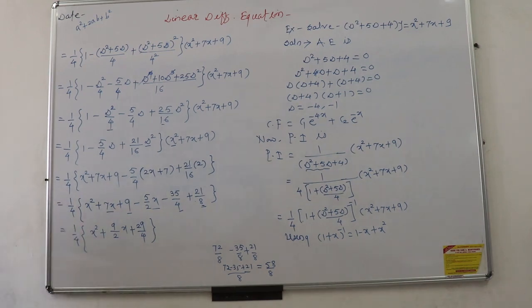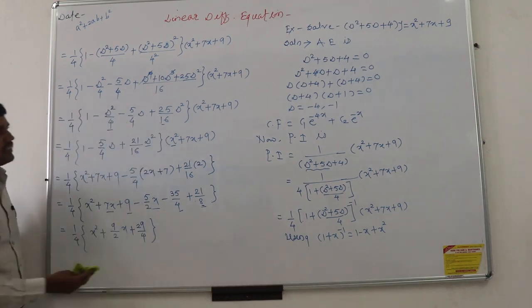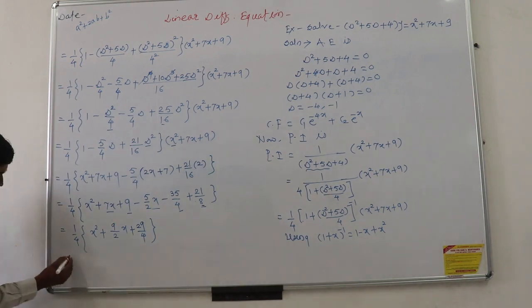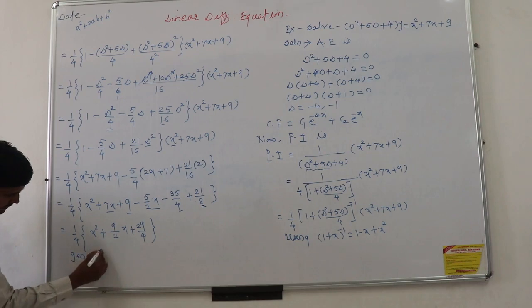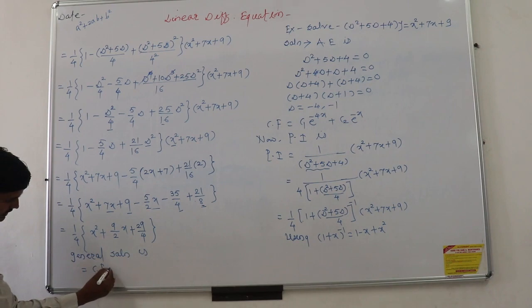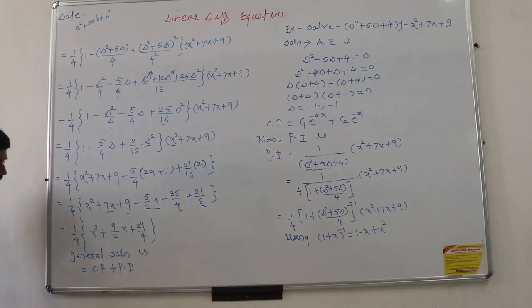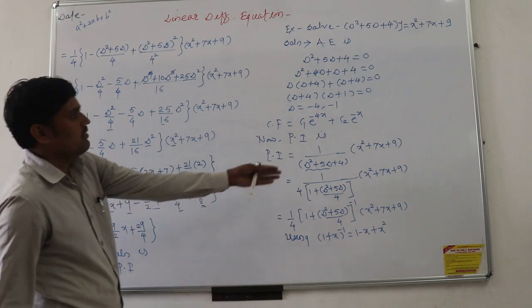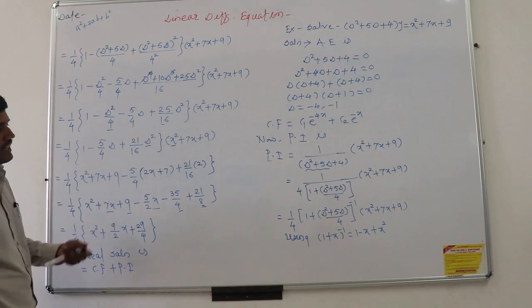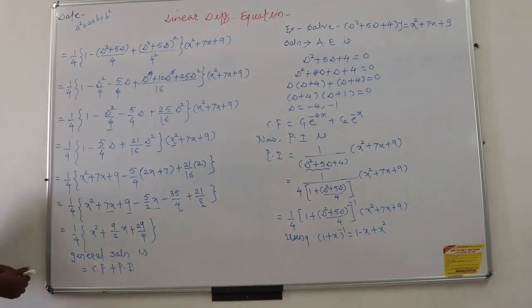So this is the final answer, that is the particular integral by using case number 3, and it is 1 by 4 into bracket x square plus 9 by 2x plus 29 by 4. So here we found the complementary function and particular integral for the given equation. So finally write down the general solution. The general solution is equal to complementary function plus particular integral. Our complementary function is c1 e raised to minus 4x plus c2 e raised to minus x, plus write down this bracket. This is the required solution for the given equation.